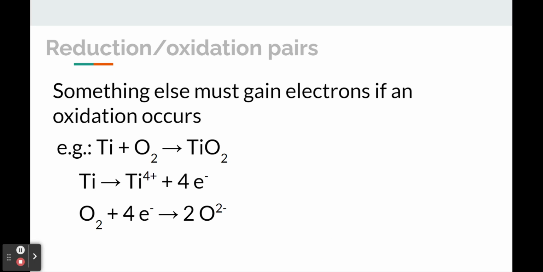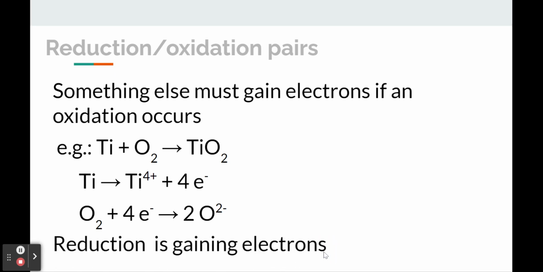So that half of the reaction is called reduction. So when something is oxidized, it loses electrons. When something is reduced, it gains those electrons. And because oxidation and reduction can't occur without each other, they always happen in pairs. There's never an oxidation without a reduction. And also the number of electrons that are lost by the oxidation is always equal to the number of electrons that's gained by the reduction.